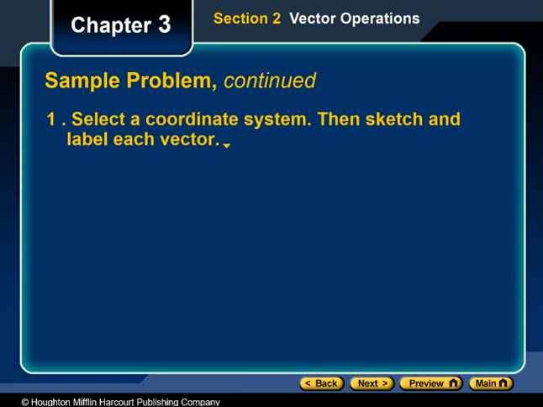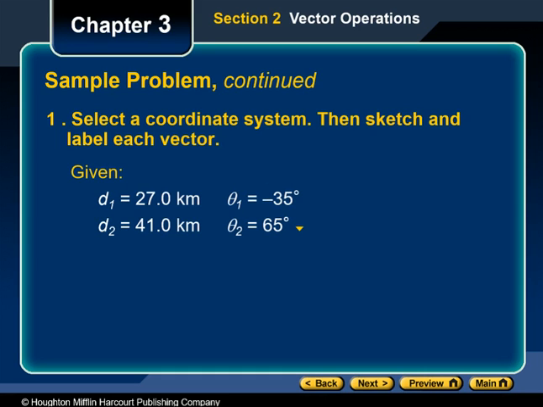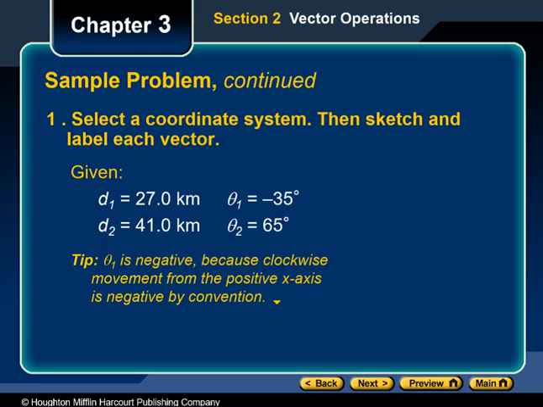So, first thing we want to do, select our coordinate system, and sketch and label each vector. Some things that we know: our first displacement was 27.0 kilometers, and our second was 41.0 kilometers. What's really important about defining our coordinate systems is that in order to numerically represent direction, we have to have sign conventions. You can see that the first theta, the first angle, is negative because clockwise movement from the positive x-axis is negative by convention.